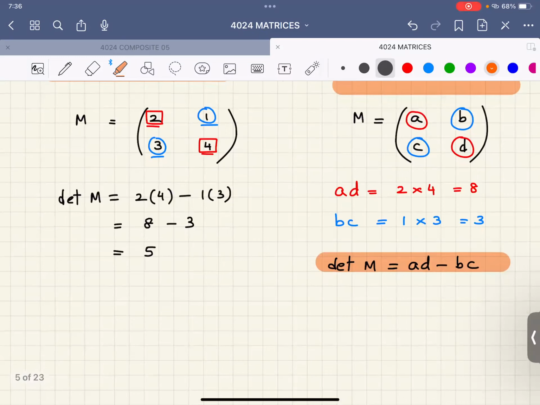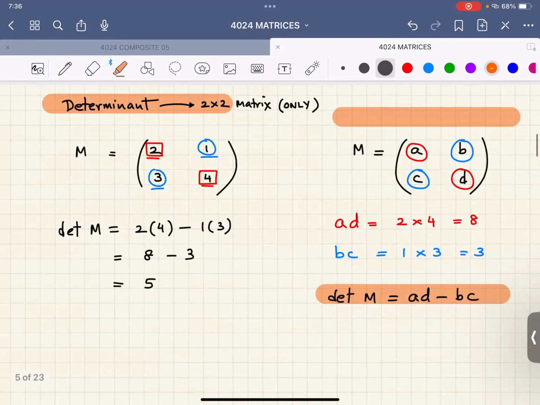That is something that people remember even when they reach A levels, because this is something very, very basic. People like to remember it. Remember the arrows, AD, remember the arrows, BC, and subtraction. Go this way first, go this way, and then subtract.